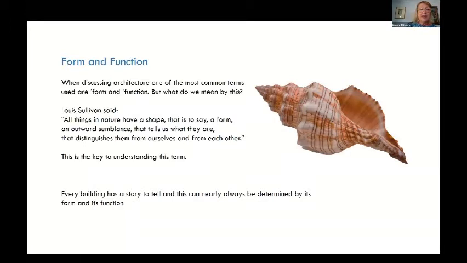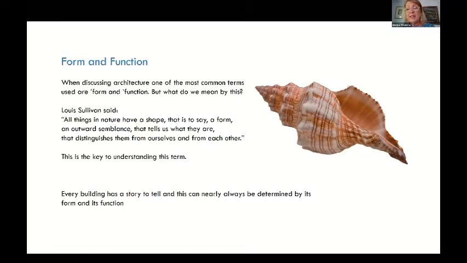So Louis Sullivan, who is an American architect, said, "All things in nature have a shape, that is to say, a form, an outward semblance that tells us what they are, that distinguishes them from ourselves and from each other." Now, this quote is really the key to understanding this term form and function.